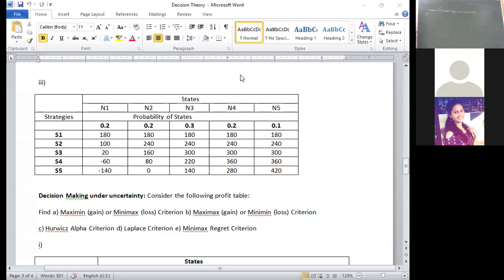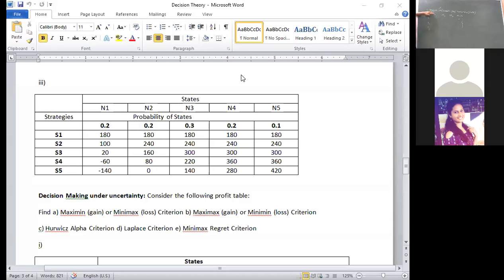Here, this word is a combination of 2 words. Maximin. How to calculate this? For example, 3 strategies are given, corresponding 3 states of nature are given. For each strategy, we have to calculate the minimum value. For 3 strategies, we will get some minimum values. Among all those minimum values, you have to go through the maximum value. That is your optimal strategy. The decision maker has to adopt that strategy.